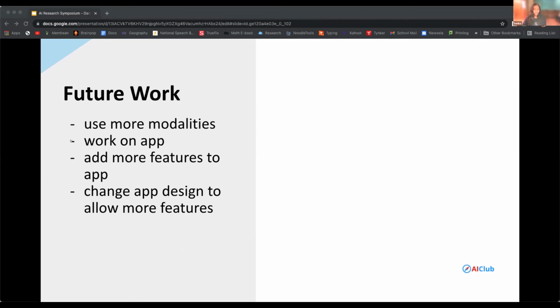For future work, I do want to add more modalities and try new combinations to further test my hypothesis that more modalities lead to better predictions. Currently, my iPhone app only supports the image modality, and I want to enhance it to also support multiple modalities like the rest of my project.